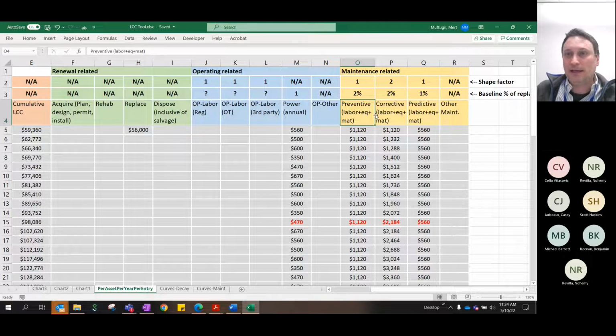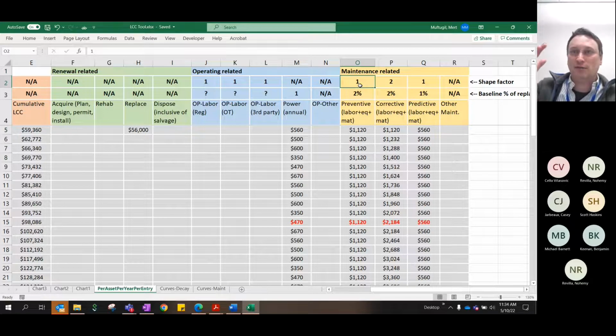Anyway, point being, we can here say something like, okay, our baseline percent of replacement value is 2, our shape factor is 1, meaning it's not going to change over time. It's going to stay at 2% through the asset's life, whatever condition it is.